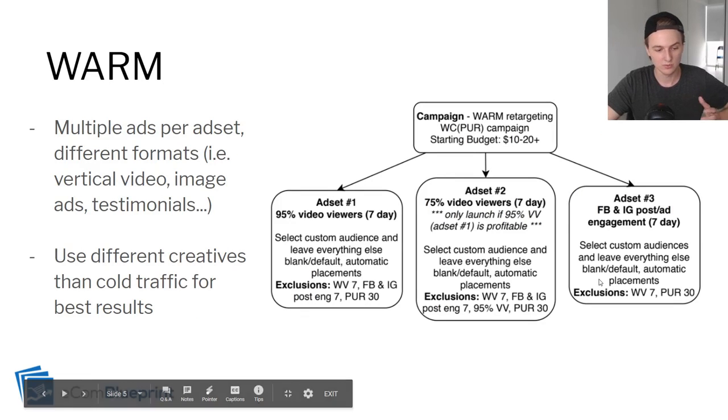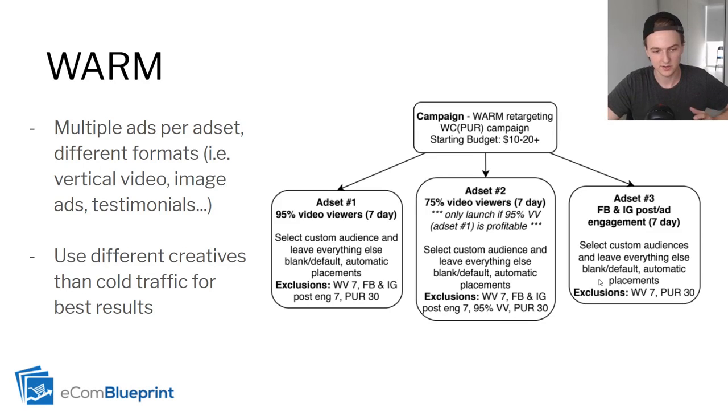Creating your warm retargeting campaign. This is what your warm retargeting campaign is going to look like. You want this to be website conversions, purchase, because you're going to get a lot of people in this warm audience and you want to pick out the best people using purchase optimization. So, warm retargeting purchase campaign, with a starting budget of $10 to $20 or more. Start with a low budget, then gradually increase it if it's doing well.